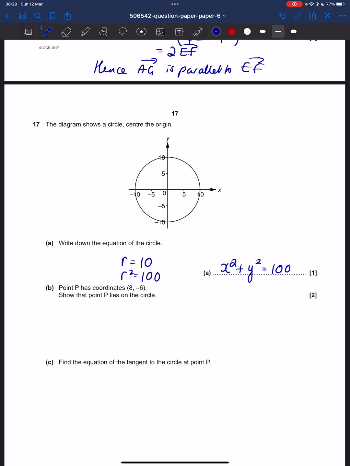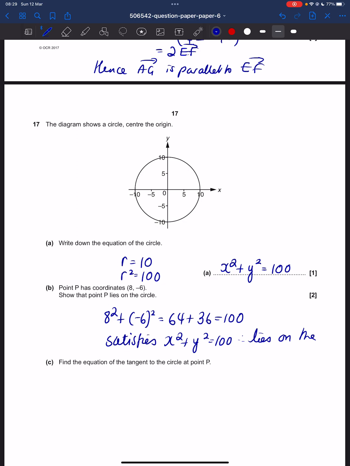P has coordinates, x is 8, y is minus 6. So 8 squared plus minus 6 squared, 64 plus 36 is 100. It satisfies x squared plus y squared equals 100. Therefore P lies on the circle.